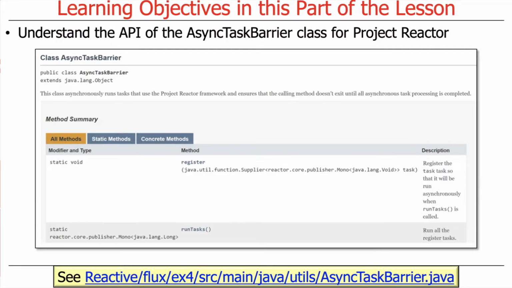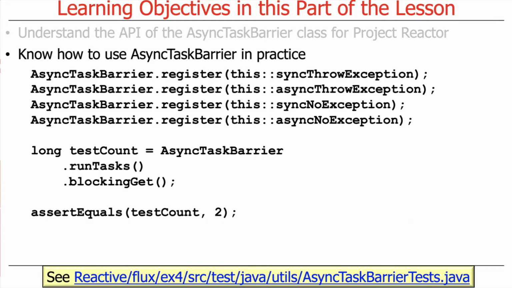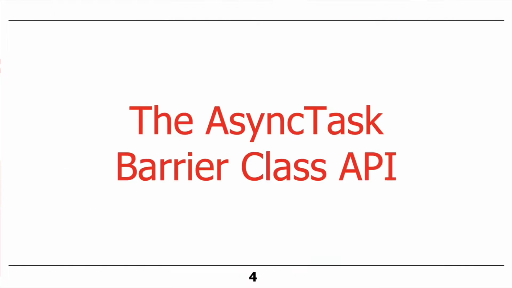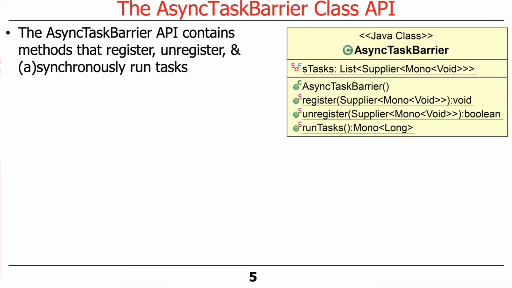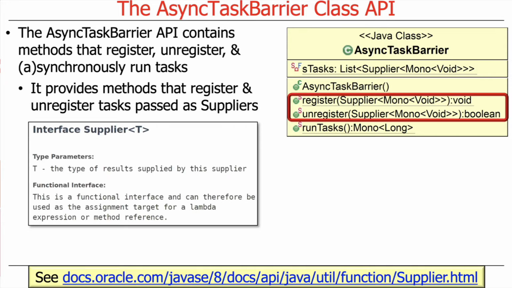You can find this in pretty much every one of my projects. We always have an async task barrier because it's used to test barrier synchronization for asynchronous processing. So we're also going to show how to use it in practice. The async task barrier API contains a bunch of methods that register, unregister, and run tasks synchronously or asynchronously, depending on what they do. It's geared for asynchrony, but it can also work for synchrony.